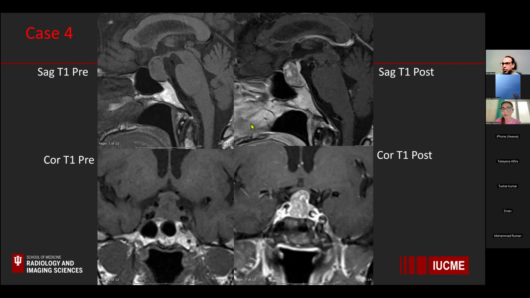The next case shows you a slightly larger mass, and you can appreciate how there's some remodeling of the bony sella. You can see how the sella, which used to be a very shallow, bony sella turcica, has now been remodeled and enlarged. And there's a large mass in that space. Very iso-intense on T1, very heterogeneous enhancement on T1 post, and you can see the same information in the coronal planes.